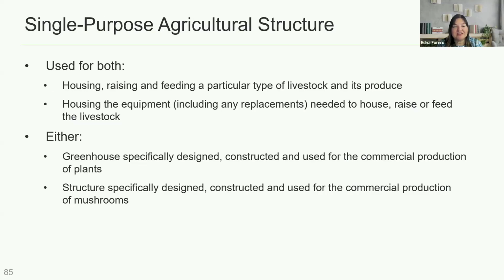I know this is a lot, but it's all in your book for you. And single purpose agricultural structures that are used for housing or raising or feeding particular livestock, including any replacements. They might also have greenhouses specifically designed or constructed and used for commercial production of plants, or structurally and specifically designed, constructed, and used for commercial production of mushrooms. So those would be single purpose agricultural structures.